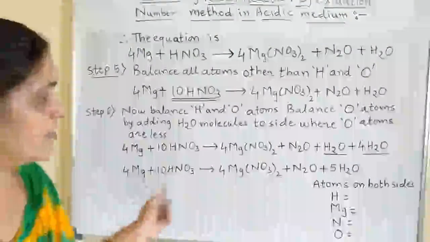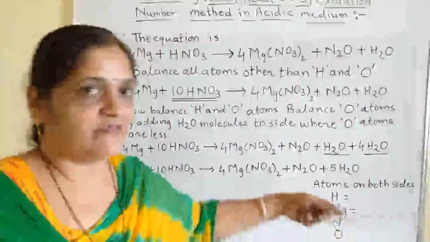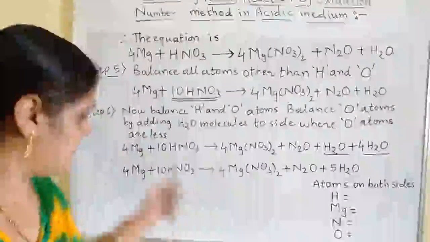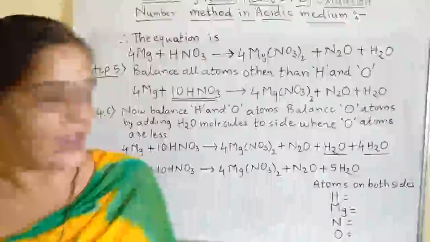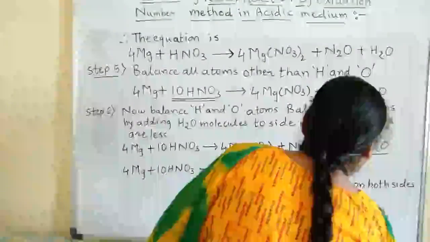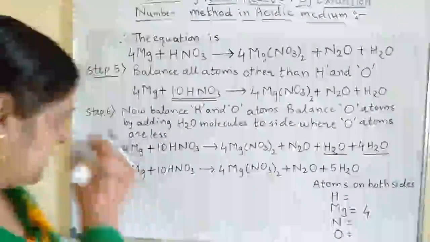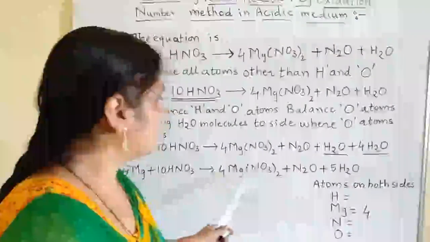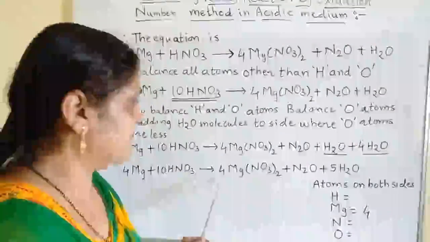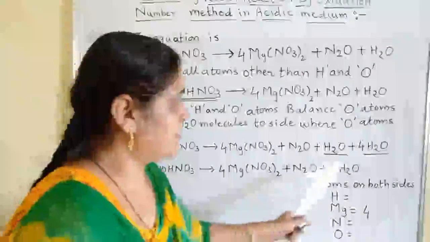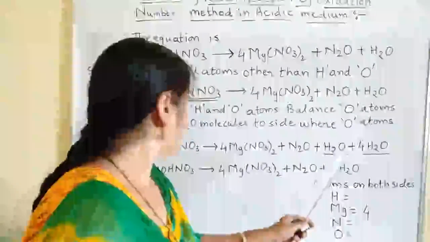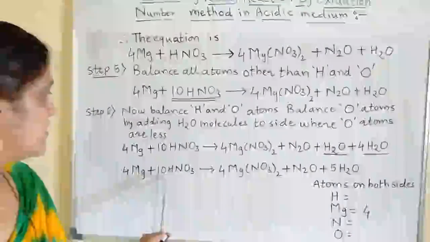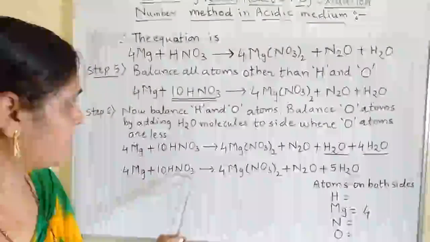Now we have to check whether all the atoms are balanced or not, and then we will check for the hydrogen. So 4 magnesium atoms on both sides. I will write here, magnesium atoms 4 on both sides. Then nitrogen atoms, 10 nitrogen atoms on the left hand side. Here 3 to the 2 into 4, that is 8. 8 plus 1, 9. 9 plus 5. Right?